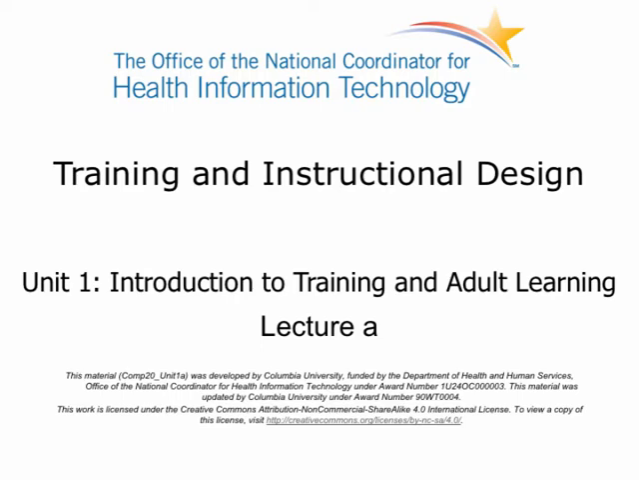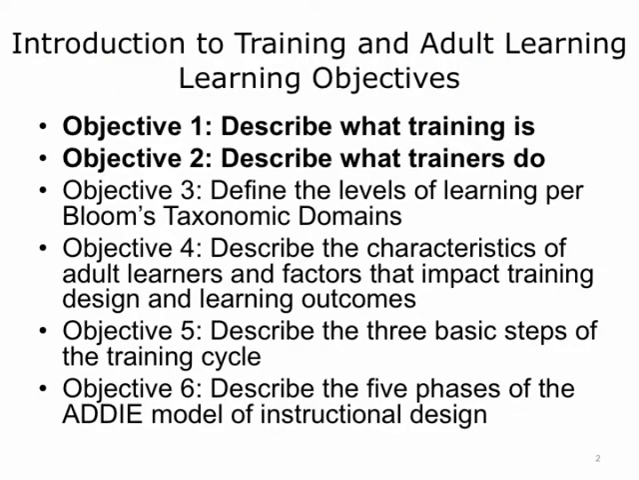This is Lecture A. The learning objectives for the Introduction to Training and Adult Learning unit are: Number 1, describe what is training. Number 2, describe what trainers do. Number 3, define the levels of learning per Bloom's taxonomic domains: cognitive, affective, psychomotor. Number 4, describe the characteristics of adult learners and factors that impact training design and learning outcomes.